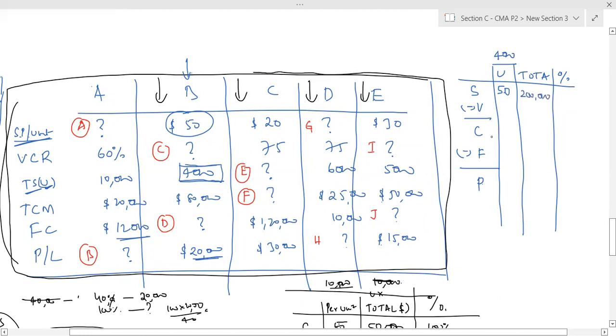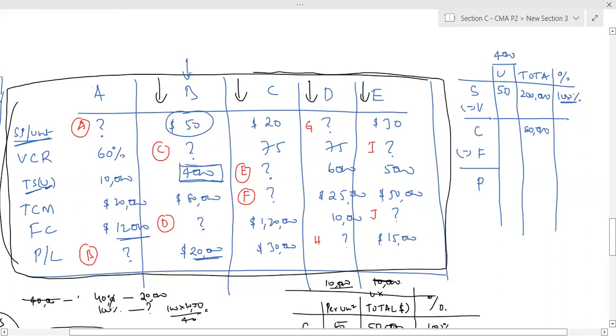200,000, am I right? Which is equal to 100%. Always this is 100%. Okay. Variable cost ratio is not given. Total units is given. Total contribution margin is given. 80,000.